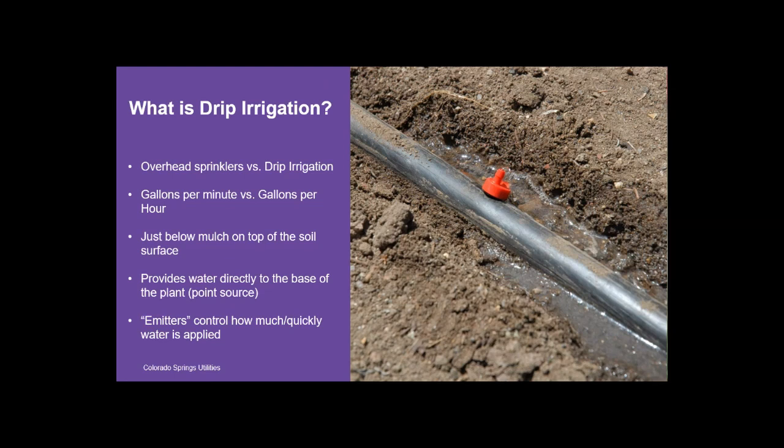So that's what we call point source drip irrigation. Another term you'll hear is emitters, and those are punctured directly into the side of the pipe. It's this red device here that controls how much and how quickly that water is applied to the intended area. So one of the main differences is that with drip irrigation we're watering a specific area, whereas overhead irrigation is saturating that entire area for that plant.